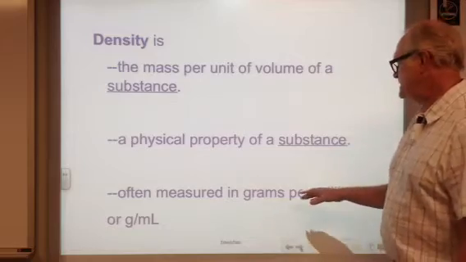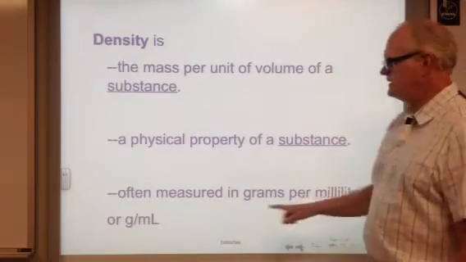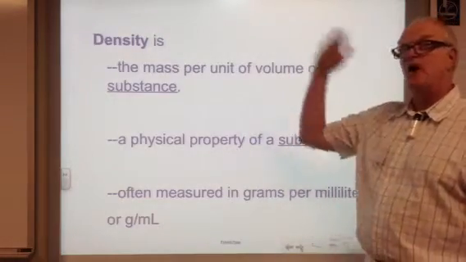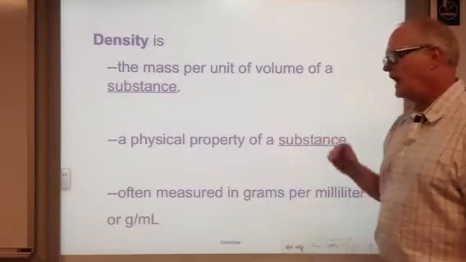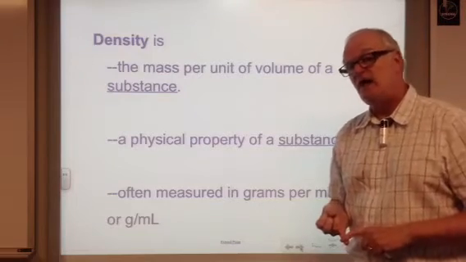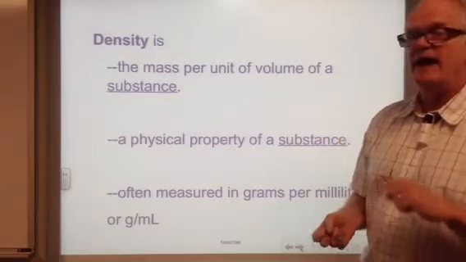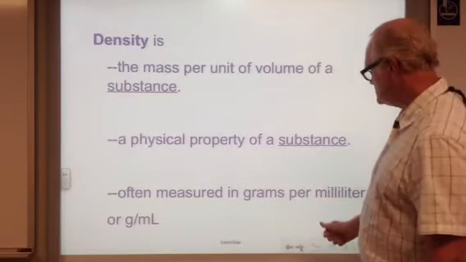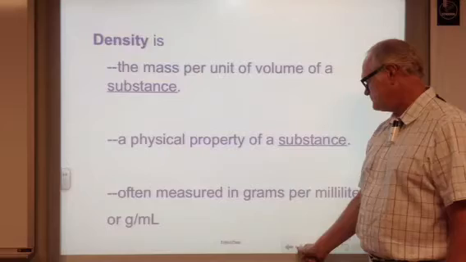Oftentimes, density gets measured in grams per milliliter. There's a way to write that, grams/milliliters, or grams over milliliters. It doesn't have to be that way. Density can be measured in any unit of mass divided by any unit of volume. But for us, that's going to often mean grams per milliliter.